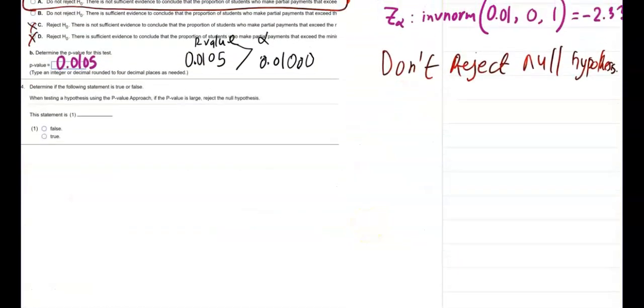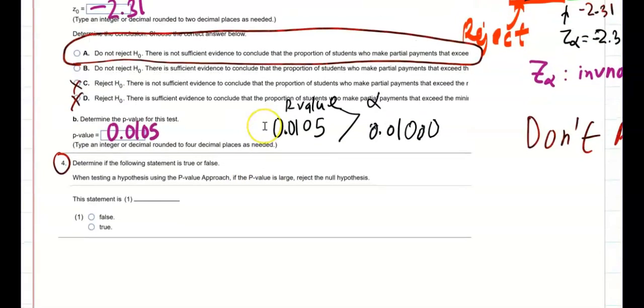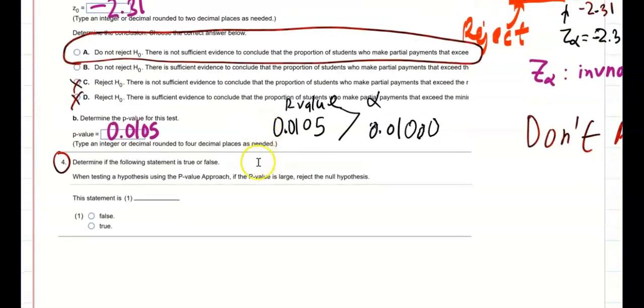Question number 4. This is the definition of questions. Determine if the following statement is true or false. When testing a hypothesis using the p-value approach, if the p-value is large, we reject the null hypothesis. So in other words, large means the p-value is greater than alpha. If the p-value is very large, you do not reject.